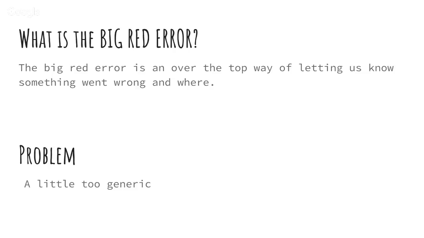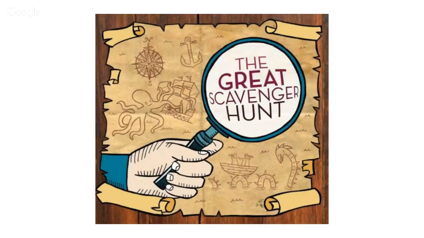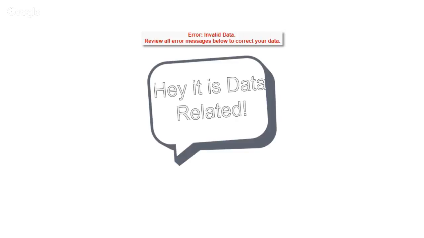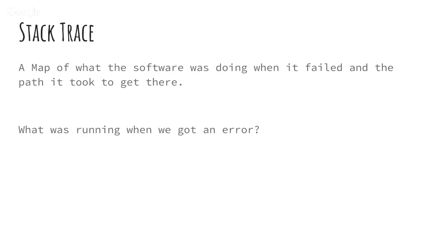It's sort of like a scavenger hunt that no one asked to participate in, and Salesforce has given us the very first clue. All right, so why don't we go ahead and break down this error. The first two lines are simply filler text, giving us a general, hey, it's data related and that any errors are below. Everything else is what's known as a stack trace message. A stack trace basically is a map of what the software was doing when it failed and the path it took to get there. What was running when we got the error?